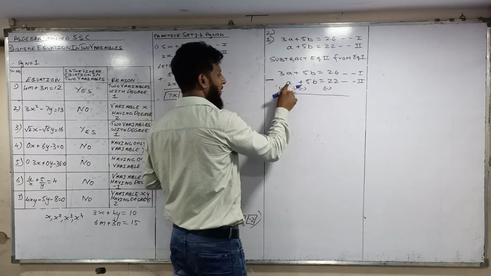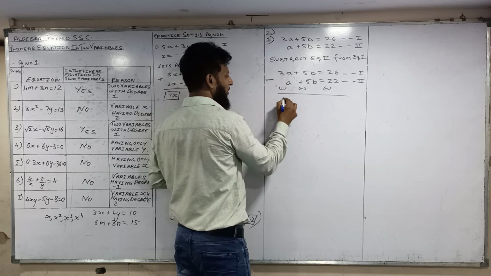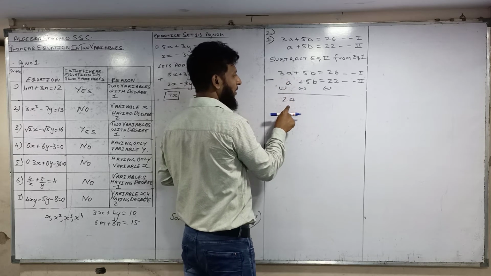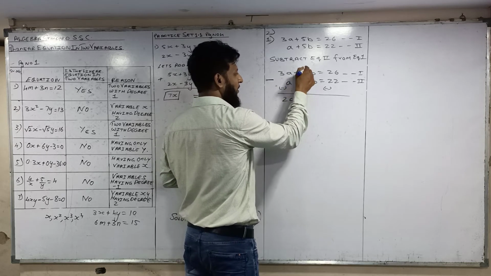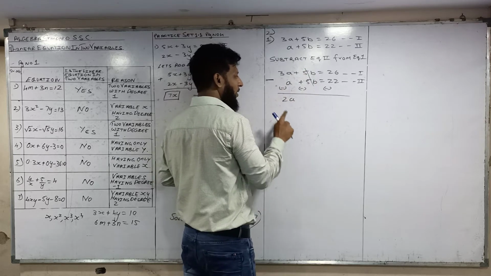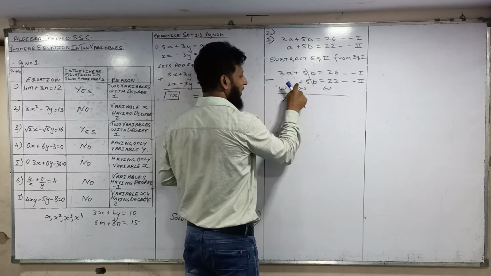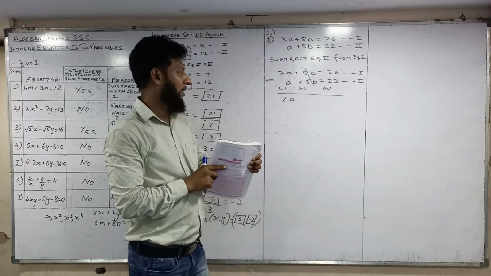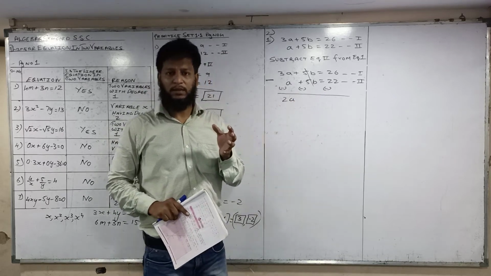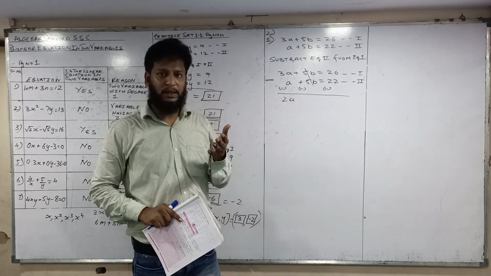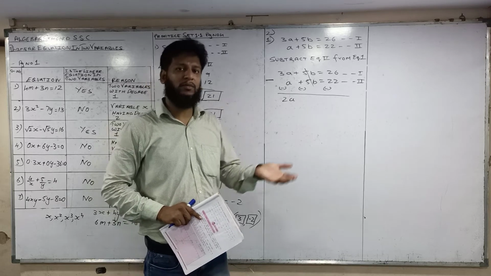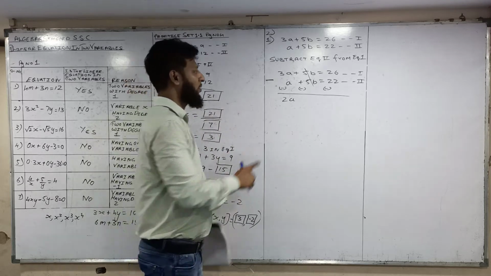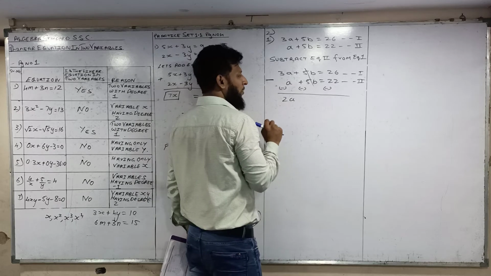So 3a minus a will give you 2a. This is 3a and this is 1a. 3a minus 1a will give you 2a. Plus 5b and minus 5b will cancel. Now their current sign is minus. You have to change the sign: if it is plus you make it minus while subtracting, and if it is minus you make it plus. You have to change the sign when we are subtracting equation 2 from 1. So these are all plus, so all will become minus.